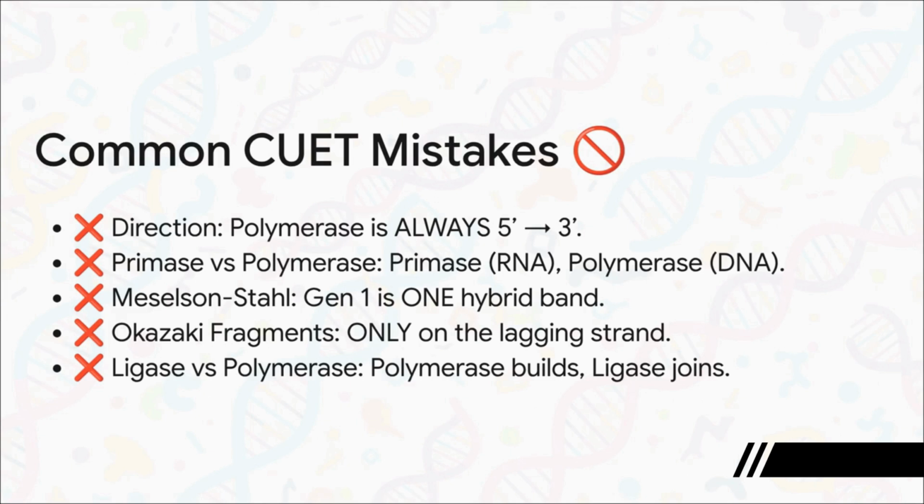3, forgetting the Meselson Stahl result. Generation 1 has 1 hybrid band. 4, thinking Okazaki fragments are everywhere. Nope, they are only on the lagging strand. And 5, confusing the builder with the gluer. Polymerase builds, ligase joins. Avoid these mistakes, and you are golden.